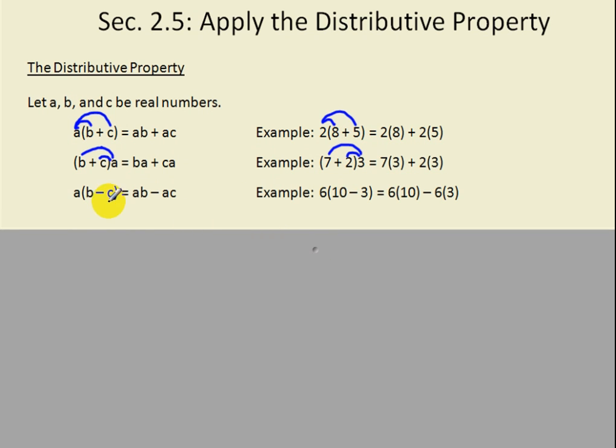If we have a subtraction inside, be careful with signs here. So if we take A times B minus C in parentheses, we still have the A being distributed. We just have to be careful that there's a subtraction here. So for example, if we take 6 times parentheses 10 minus 3, we'll take 6 times 10 minus 6 times 3.